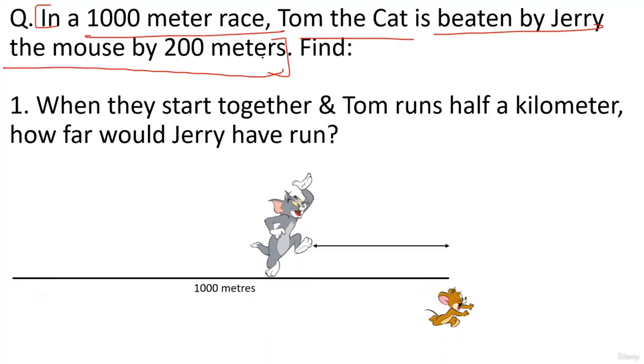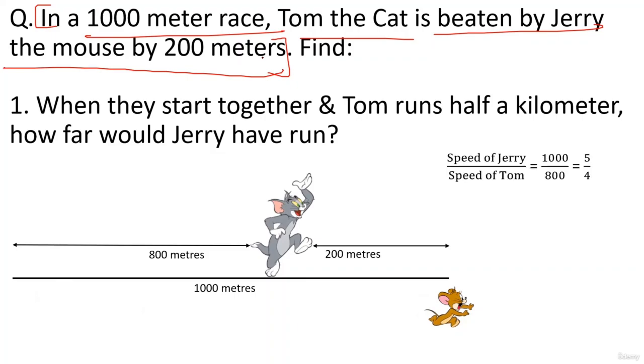So in this entire race, when Jerry the mouse covers 1,000 meters, Tom the cat will cover only 1,000 minus 200. Okay, since the timing is the same, both have the same starting time and ending time, the ratio of speeds is equal to the ratio of the distances, right? So in this case, the ratio of speeds of Jerry the mouse and Tom the cat is 1,000 by 800, which is 5 is to 4. Now, this same information we'll use in the upcoming question.